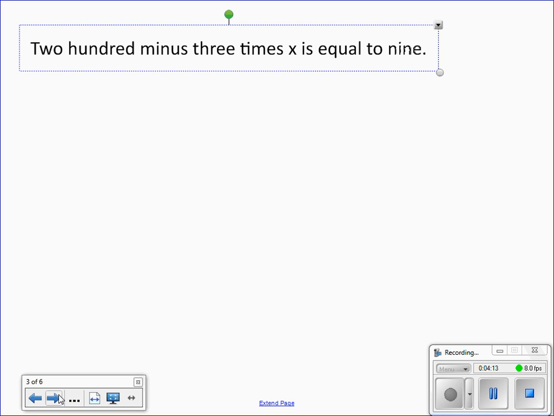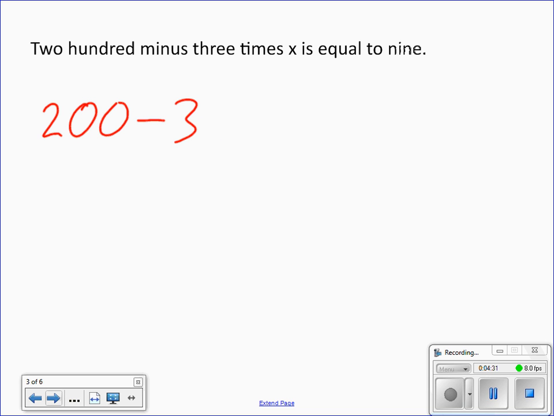Here is another one, very similar to the same type problem, right? We asked them to do a problem like this. 200, so let's start with 200, minus 3 times x. 3 times x, or I can just write it as 3x, right? Because that means times, there's no space. Is equal to 9. There's my equation. I have the expression on both sides. I can make my equation.